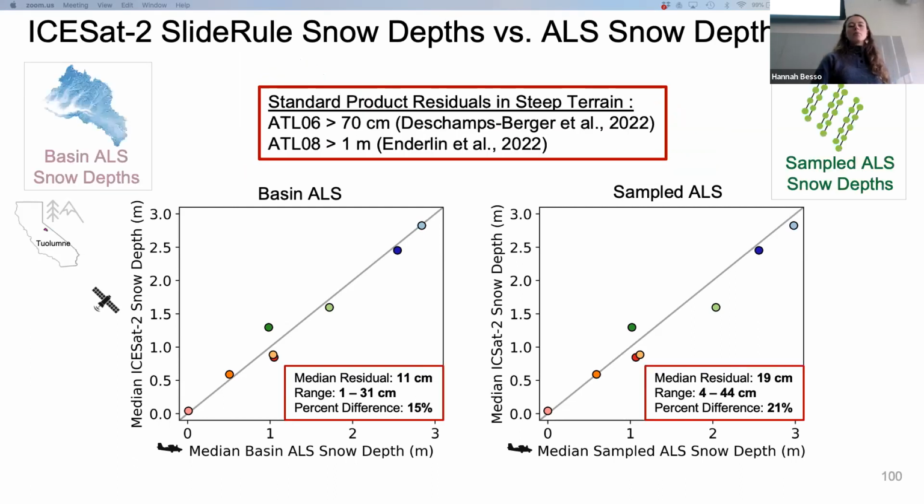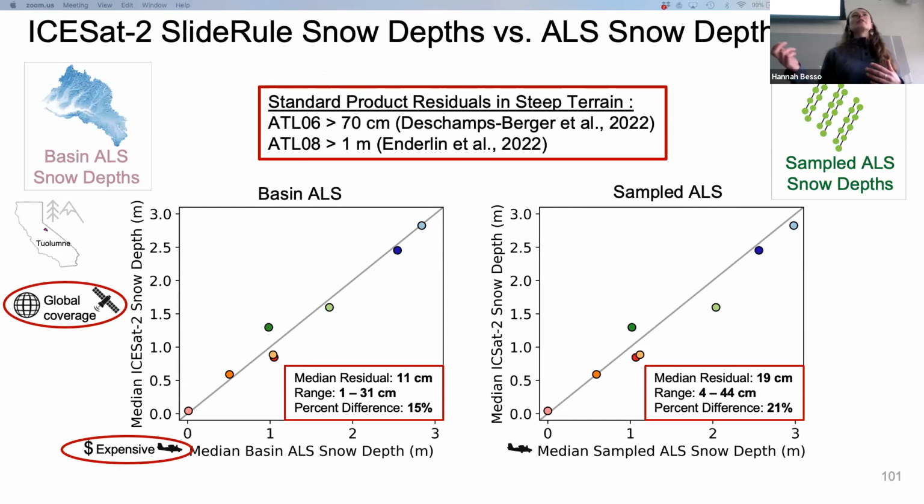And I want to compare that now to previous studies, which used those standard data products and saw, in similar terrain, which is both steep and treed, residuals of 70 centimeters and greater than 1 meter. And I also want to point out that ICESat-2 has global coverage. And the fact that we are able to match this closely with the aerial LiDAR surveys has great potential for measuring snow depth globally, especially since that aerial LiDAR data is so expensive and difficult to collect in larger watersheds.